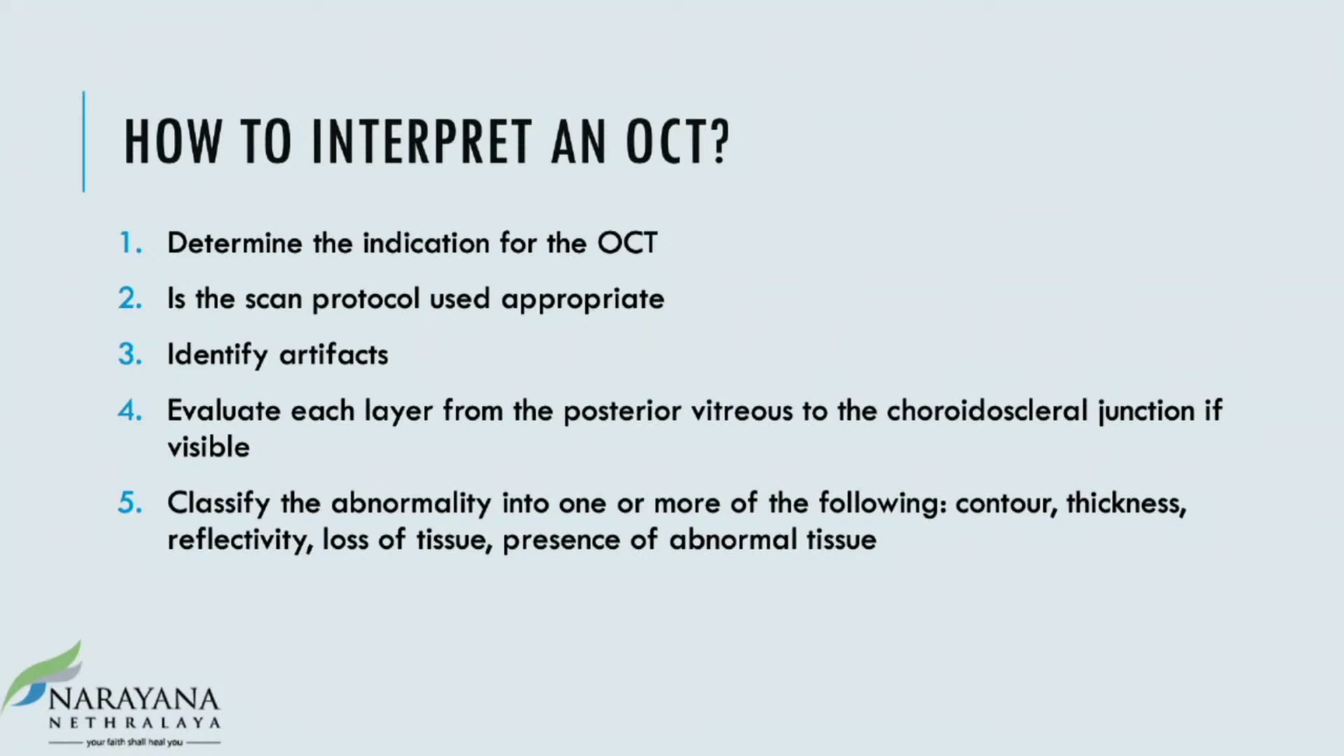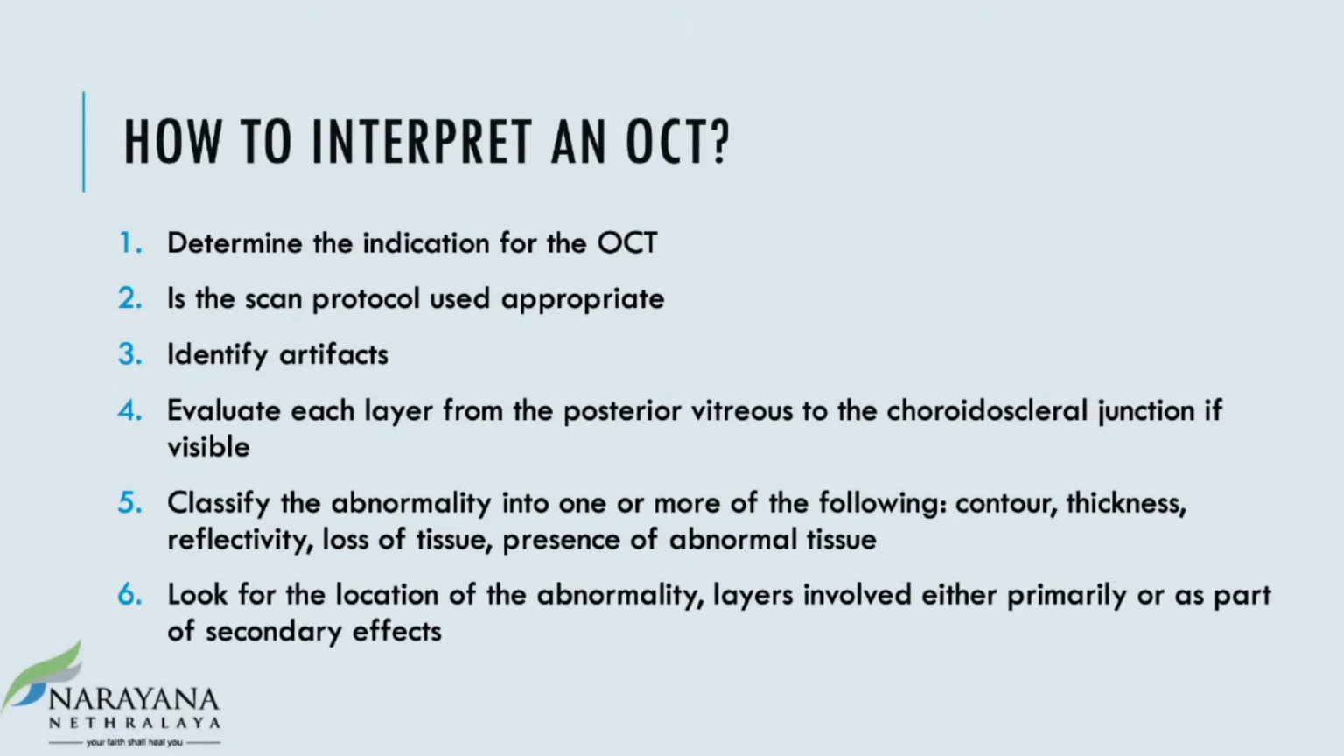How do you classify it? Whether you want to look at the contour, the thickness, the reflectivity, whether there's any loss of tissue. In macular holes, you will see loss of tissue. Look for presence of abnormal tissue. Abnormal tissue could either be fluid, it could be blood, it could be exudates, it could be so many of these things. So identify the abnormal tissue and look for the location of the abnormality, because this actually is a very, very good prognostic indicator.